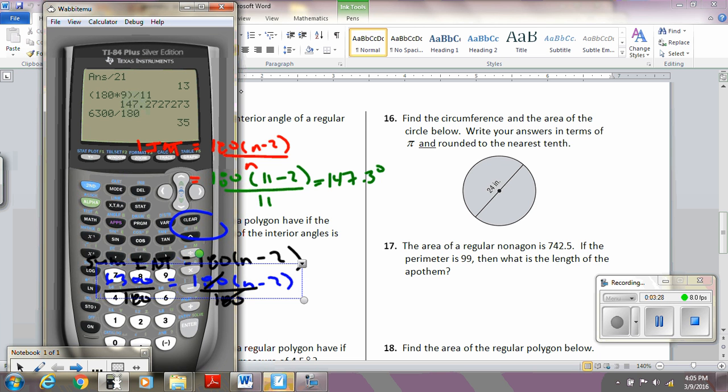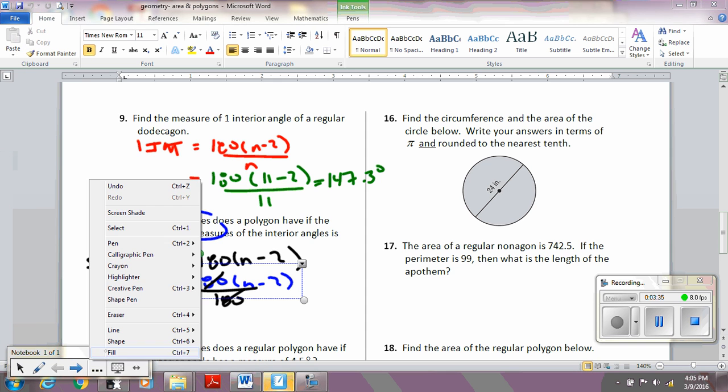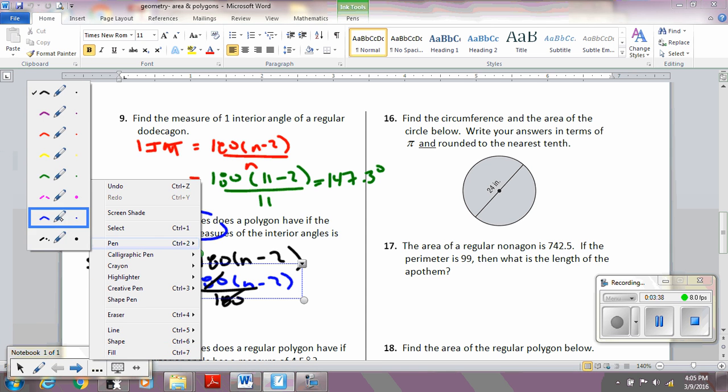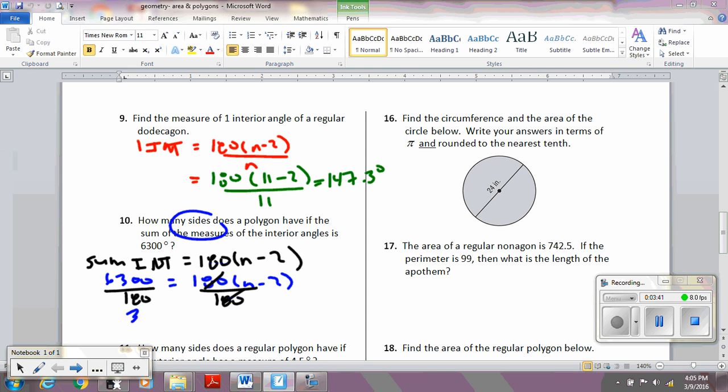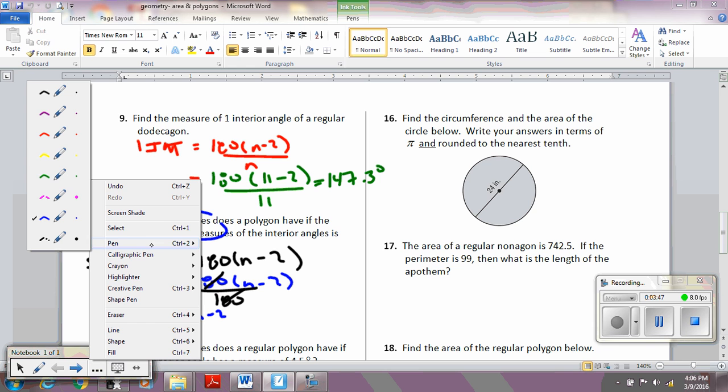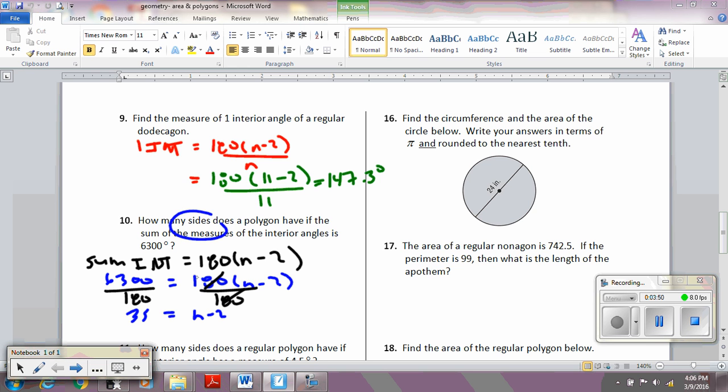So 6,300 divided by 180 is 35. So on the left, I'll have 35. On the right, all I have left is n minus 2. And now the next thing I have to do to get n by itself is to add 2 to both sides. So 37 is equal to n. So the figure has 37 sides.